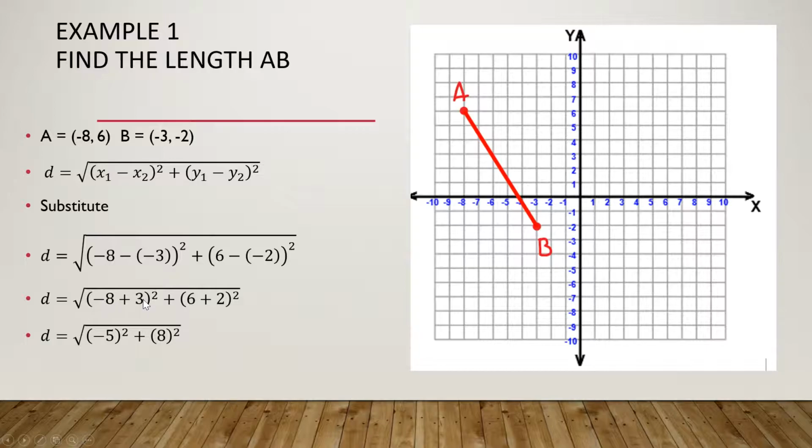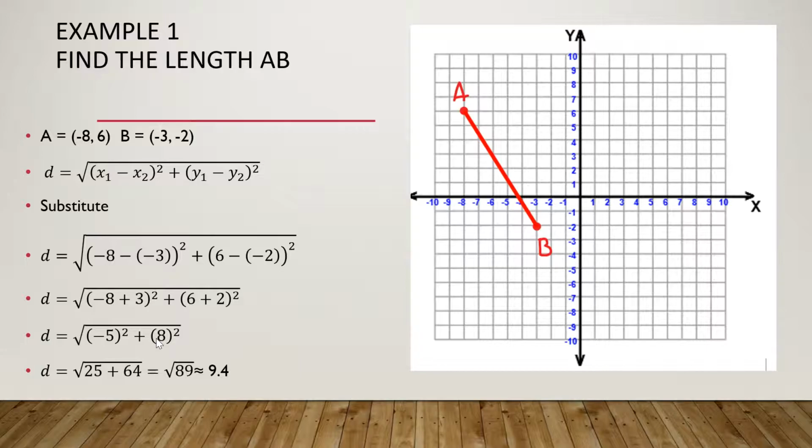And so -8 plus 3 is -5, and we're going to square that. Then we've got 6 plus 2, which is 8, and we're going to square that. -5 squared, -5 times -5, is positive 25. 8 times 8 is 64. 25 plus 64 gives us 89. So the square root of 89.